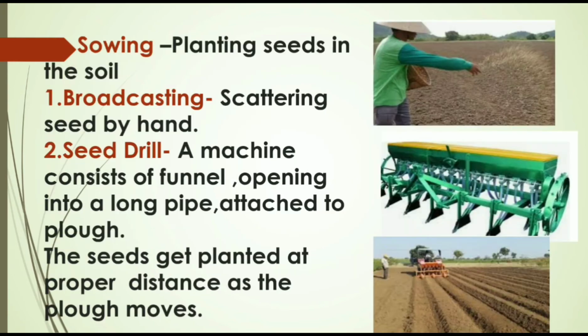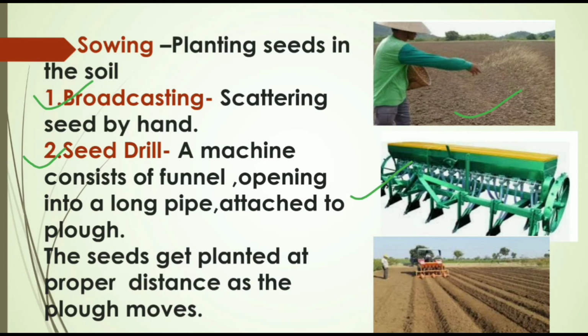After the preparation of soil, we need to sow the seeds in the field. The planting of seeds can be done in three ways. The very first one is the broadcasting. Broadcasting means the seeds have to be scattered by hand. Then the second one, we have got the seed drill. Seed drill is a machine which is used for sowing seeds in the field.